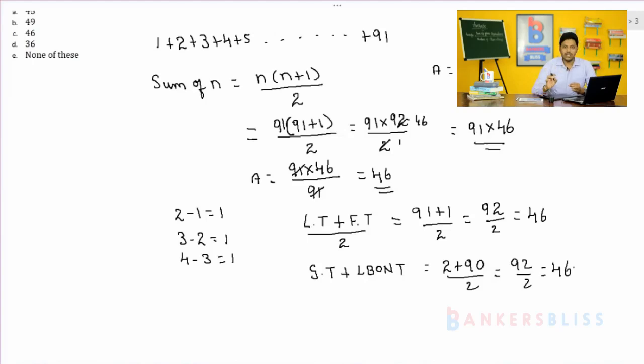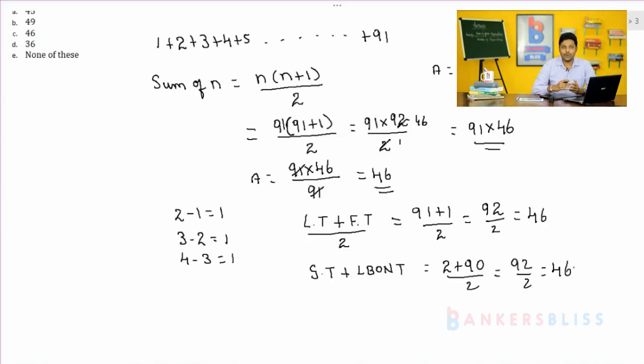To calculate the middle number, if the series is very big, we can go with this methodology, the first term plus the last term by 2, we will get the middle number. So here 46 is the average and option C is the right answer.